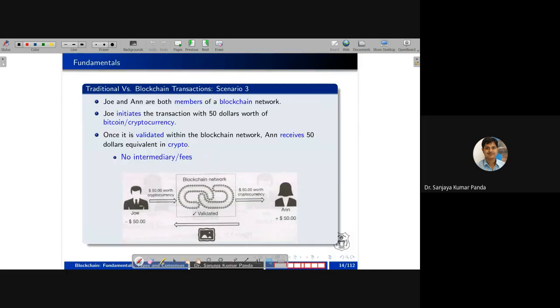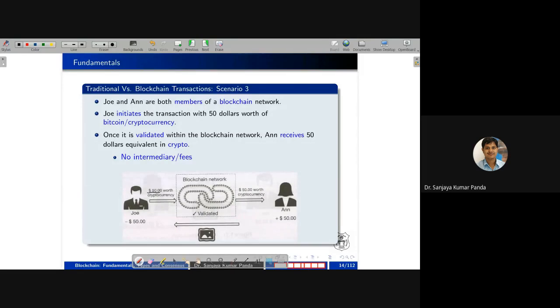Now coming to the blockchain transaction in scenario number 3, here both parties, sender and receiver, Joy and Anne, are members of our blockchain network. They participate in the blockchain network. So Joy has initiated a transaction of $50 worth of Bitcoin or cryptocurrency, right? This request reaches the blockchain network, and it is verified or validated by the blockchain network, and Anne receives the $50 equivalent in crypto.